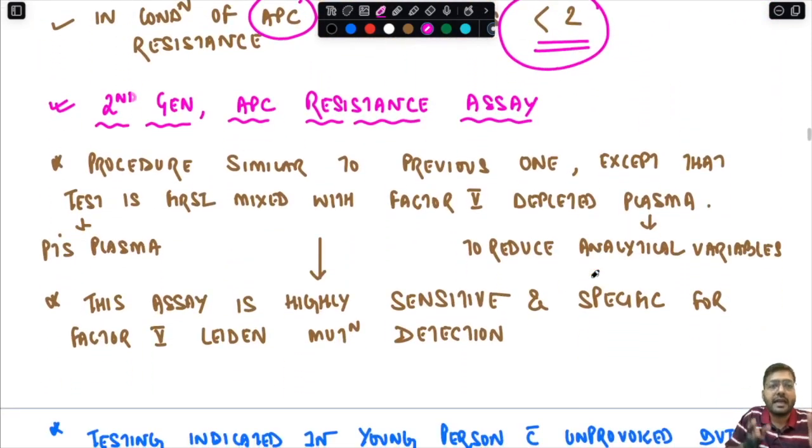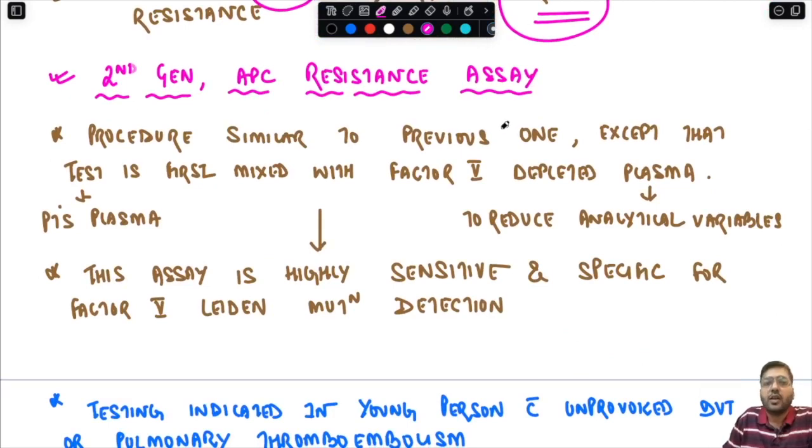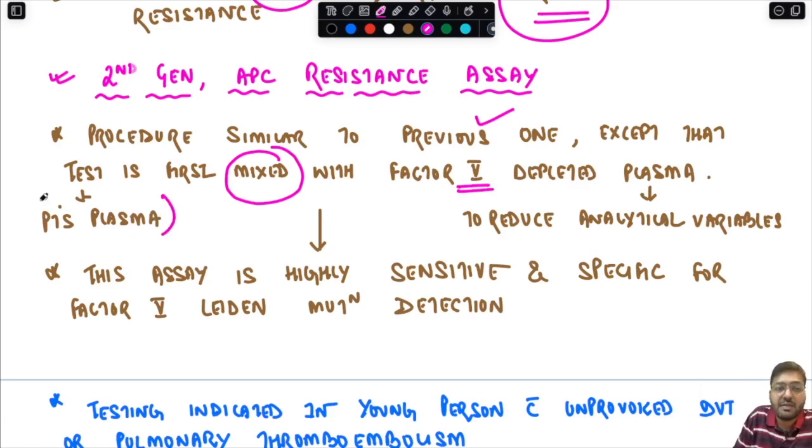Now comes the second generation APC resistance assay. Now everything is the same as the first generation. The procedure is similar to the previous one, except that the test sample, that is the patient's plasma, is first mixed with factor number 5 depleted plasma.